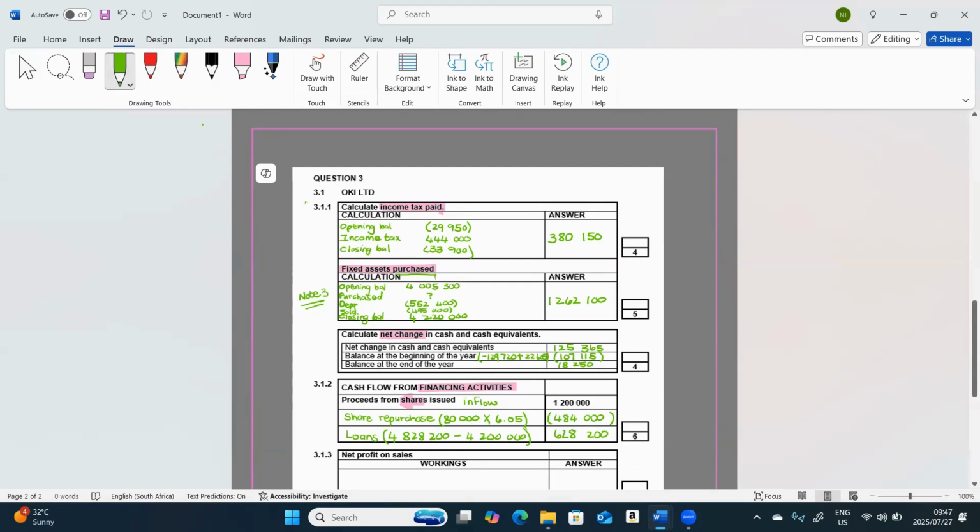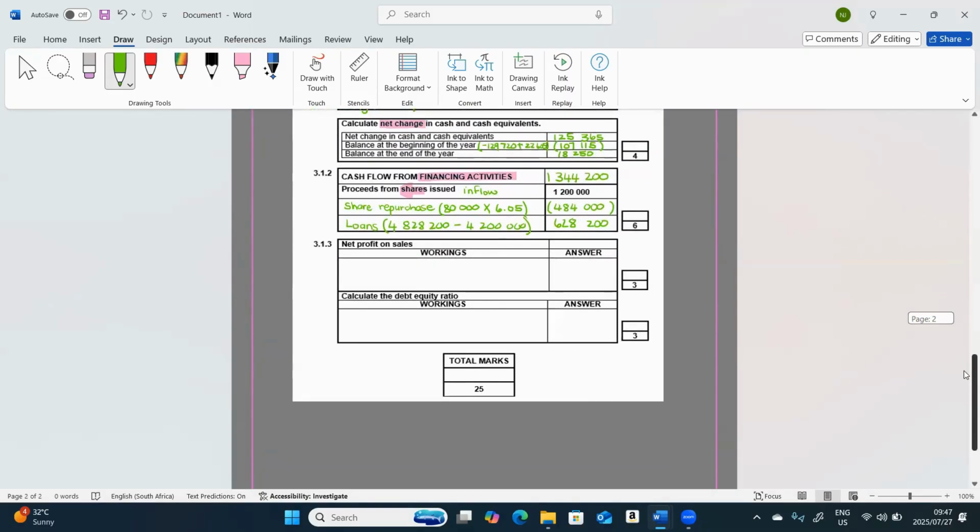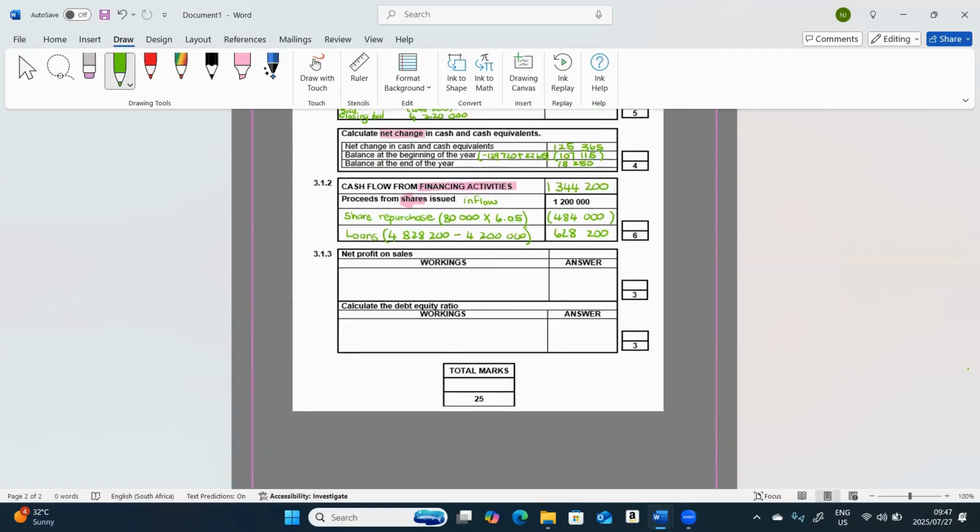The total will be 1,344,200 Rand. There you have your total cash flow from financing activities. All right, let's move on to the next question. And this is the final part of this specific question. So now this gets real easy.